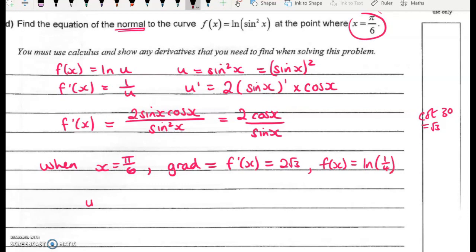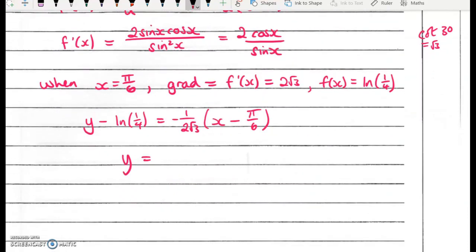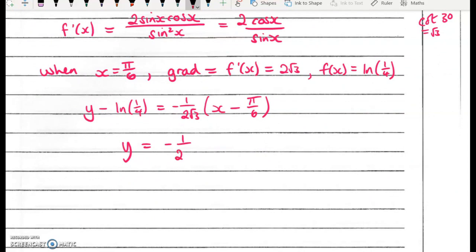Okay, now do y minus y1 equals m(x minus x1). So y minus ln of a quarter is equal to, m is the gradient, which has got to be the negative reciprocal of this, so minus 1 over 2 root 3, times x minus x1, which is our pi by 6. So we end up with y is equal to minus 1 over 2 root 3 x minus, actually it's going to end up being a plus, isn't it? So this minus times the plus pi by 6 here is going to give us pi by 12 root 3, and then add on the ln of a quarter.